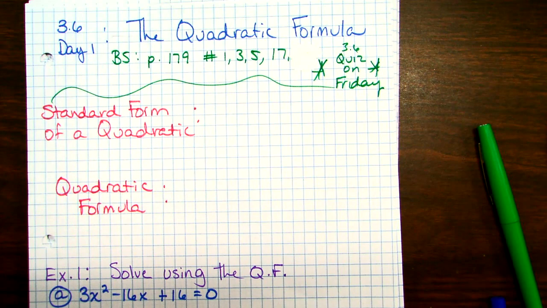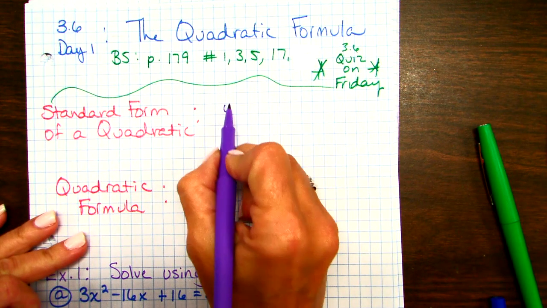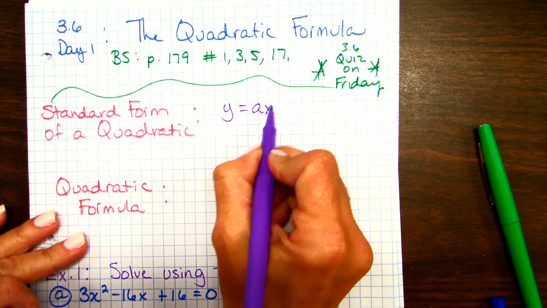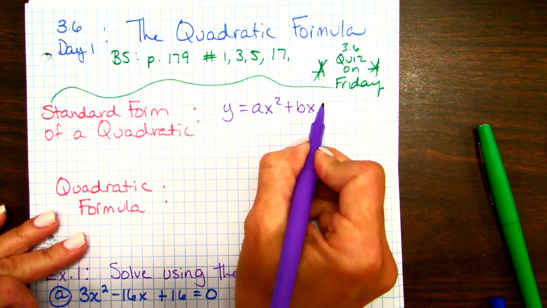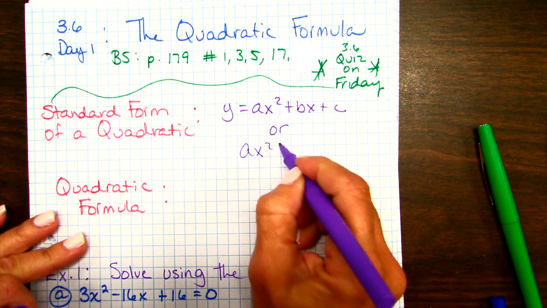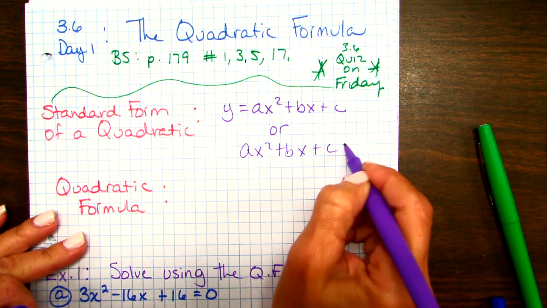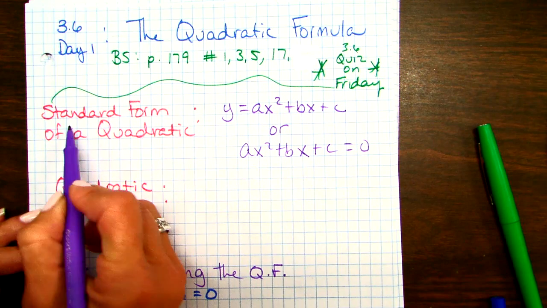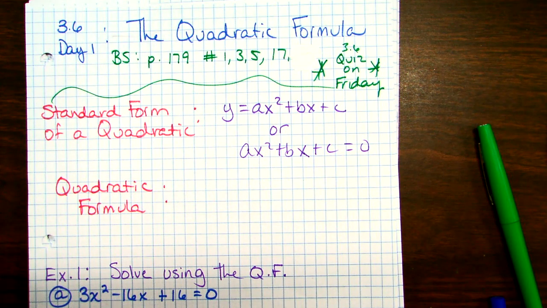So what is a quadratic? Let's back up. A quadratic would be in this form. And sometimes you might see it with an equals 0 on the other side. These are both standard form of a quadratic. We've worked with them a ton in this class already, okay?